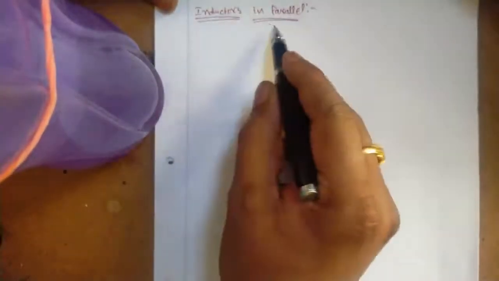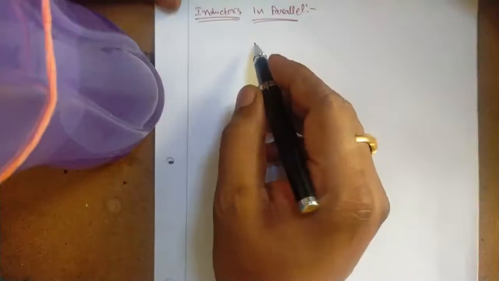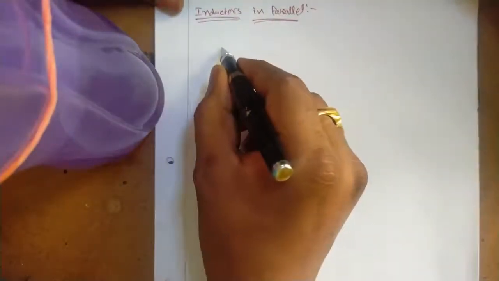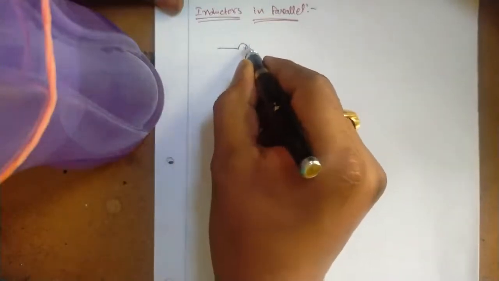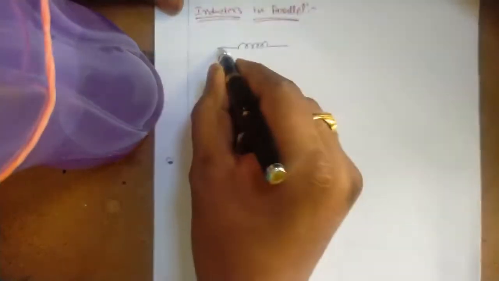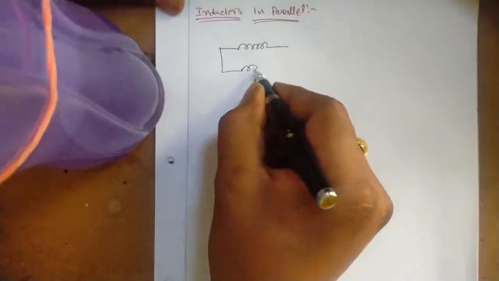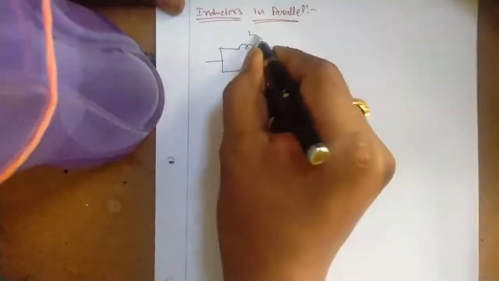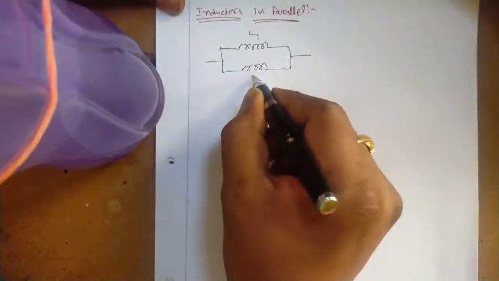Inductors in parallel. Consider two inductors L1, L2 connected in parallel. This is inductor L1, this is inductor L2.